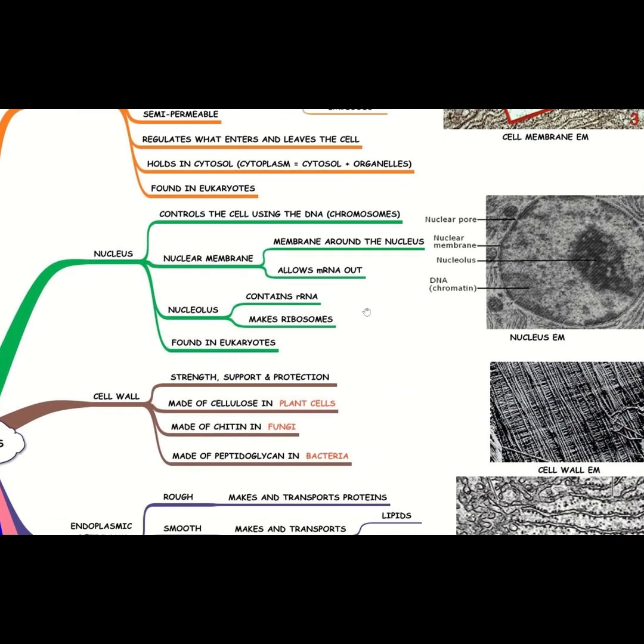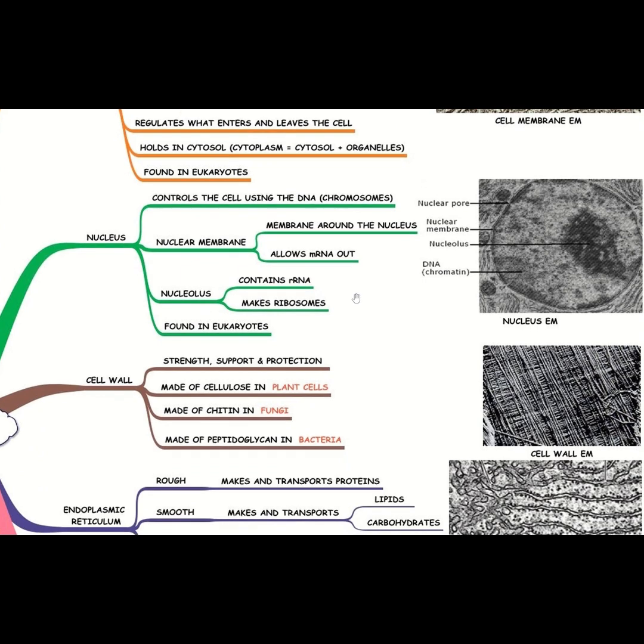Then we get to the nucleus. The nucleus controls the cell using DNA, and it controls the cell by regulating the proteins made. And the instructions for those proteins are contained within the chromosomes. Around the outside of the nucleus is the nuclear membrane. It has pores in it called nuclear pores, to let messenger RNA out, but we'll study that next year. It also contains a dark patch called the nucleolus, which contains ribosomal RNA that makes ribosomes. And the nucleus is only found in eukaryotes.